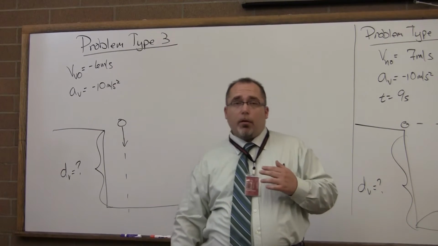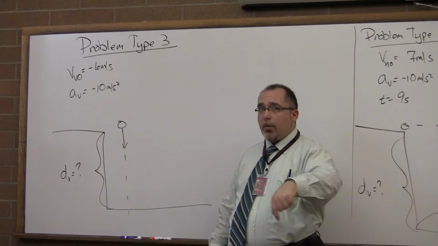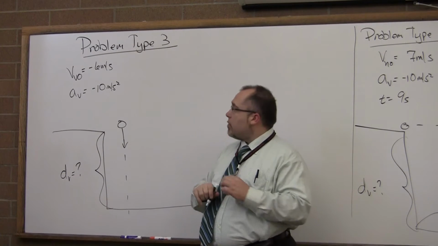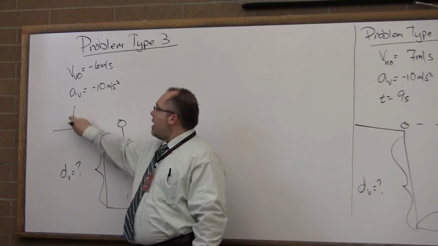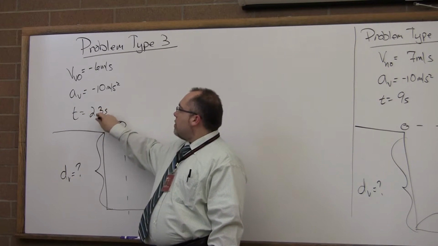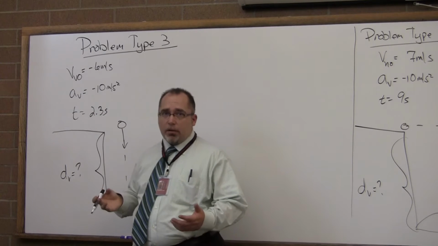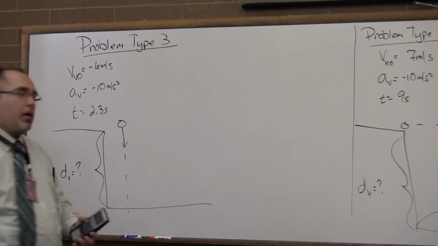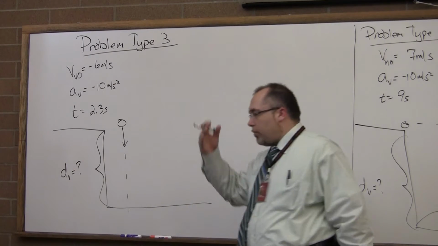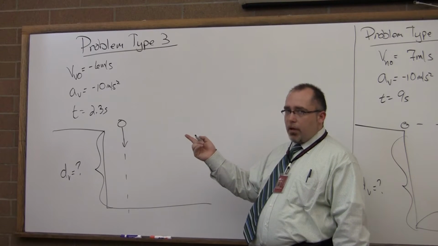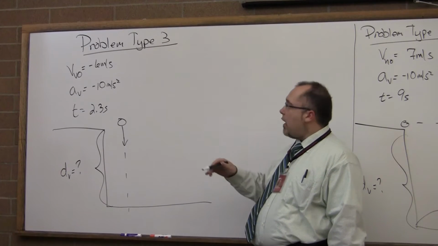It's very important because again, we're throwing it down, it must be a negative quantity. Gravity is also negative, 10 meters per second squared. And say we time it, and it takes 2.3 seconds for the object to hit the ground. Now, if I'm looking for the vertical distance, or the height of the building, again, we have an initial vertical velocity, we have acceleration, we have time.